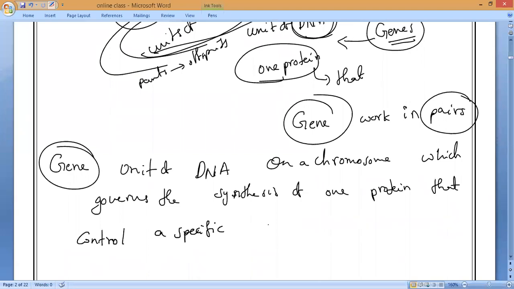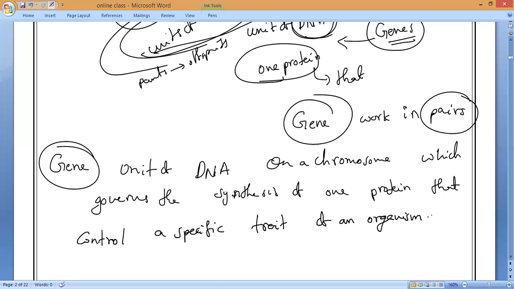Specific trait you can write, that is better. Trait of an organism. So that is only called a gene. So this gene is always what, guys? They'll work together as a pair or individually. Always they will work in pairs only.